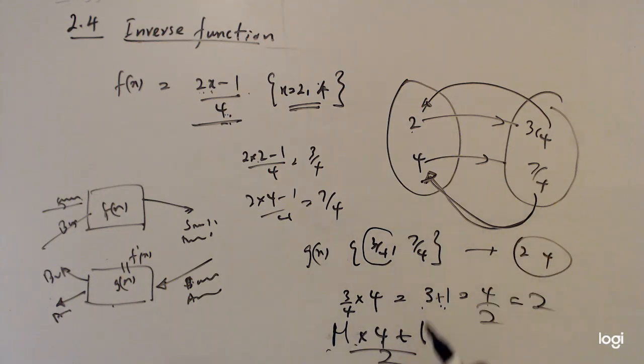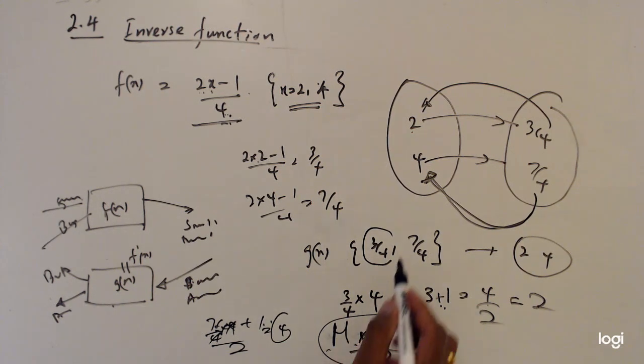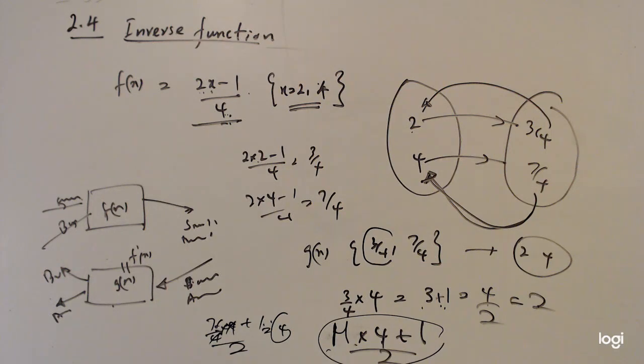So 7 over 4, shall we check whether it is working? 7 over 4 multiply by 4, add 1, divide by 2. So 4 and 4 cancel out. 7 plus 1 is 8. 8 divided by 4. Yes, we will get 2. So that is the function. So basically, this is the inverse function.